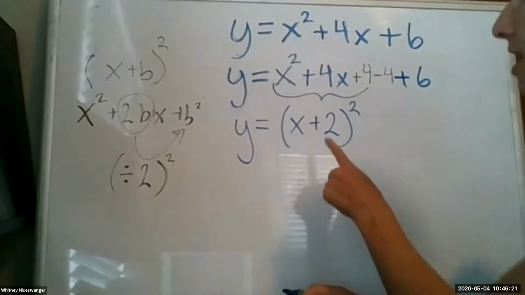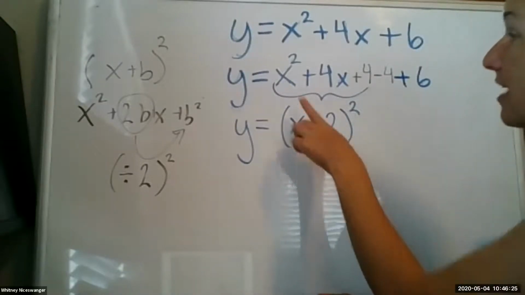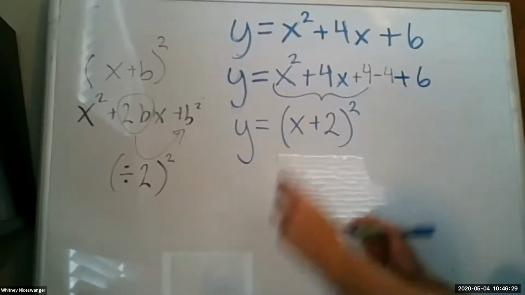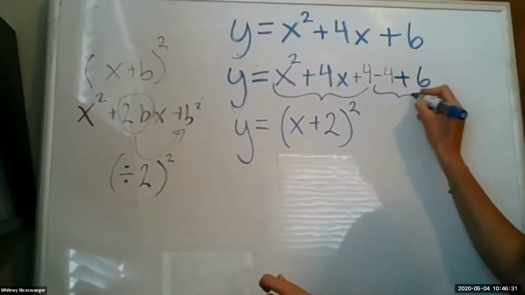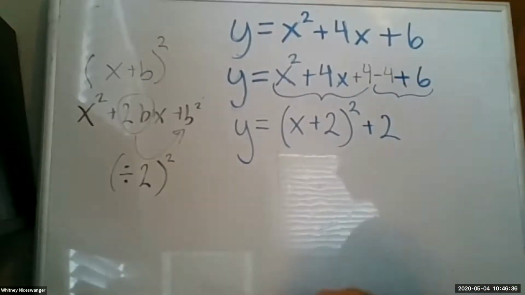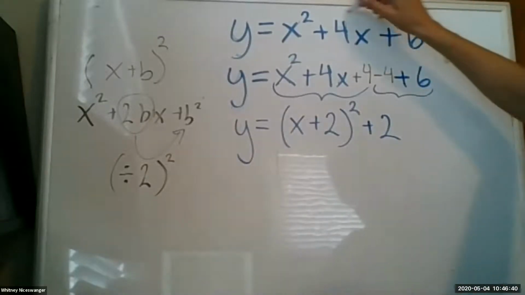To this. Because when you multiply out (x + 2)², you end up with x² + 4x + 4. So this factors down to that. And then this remaining term, we add them together and we get a plus 2. Right? So that's completing the square. We took this equation up here.